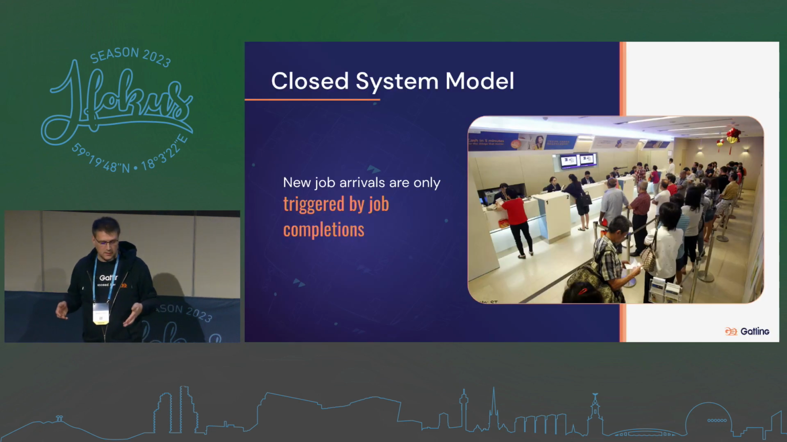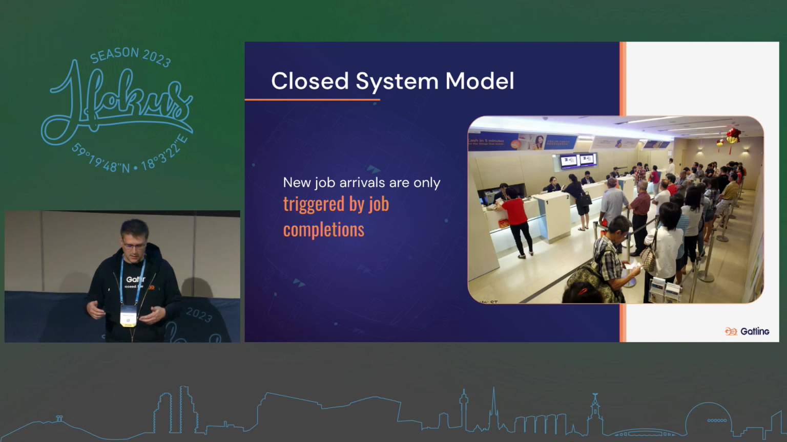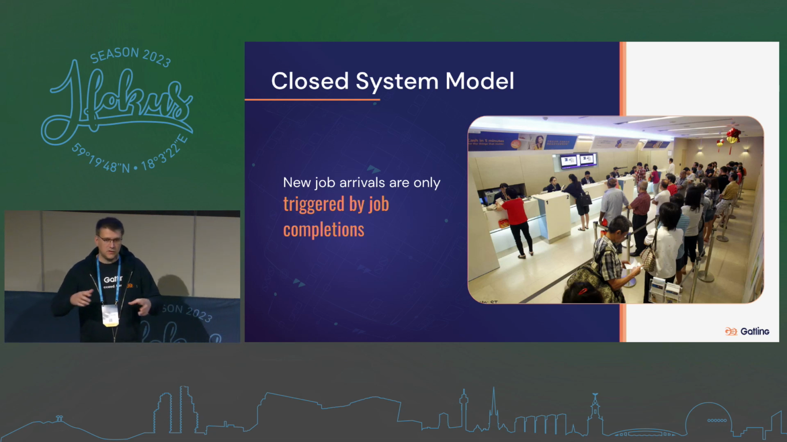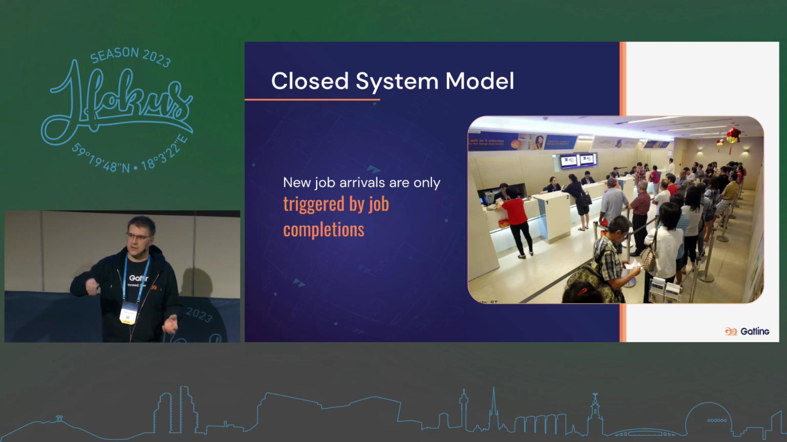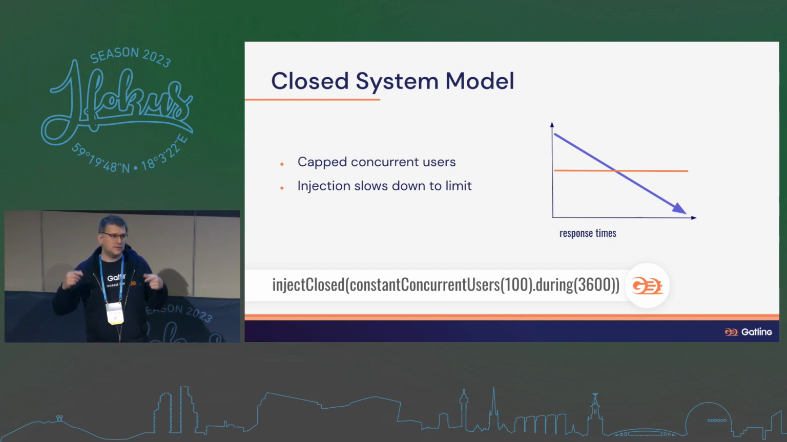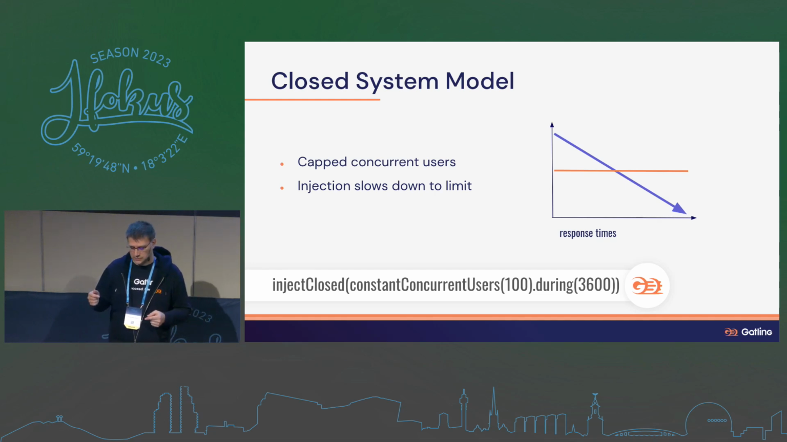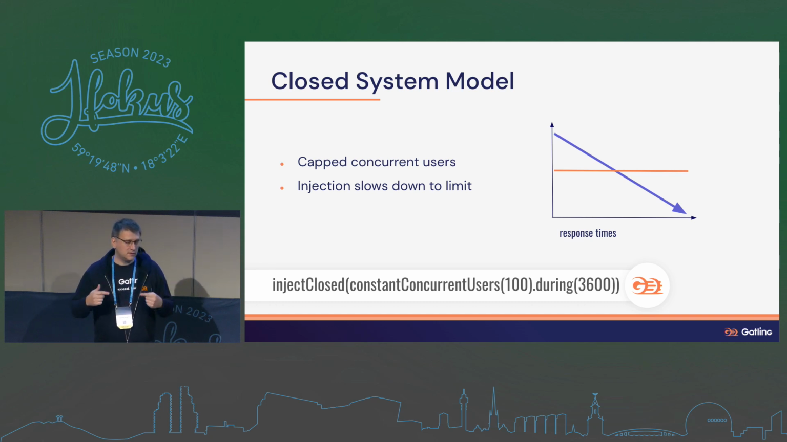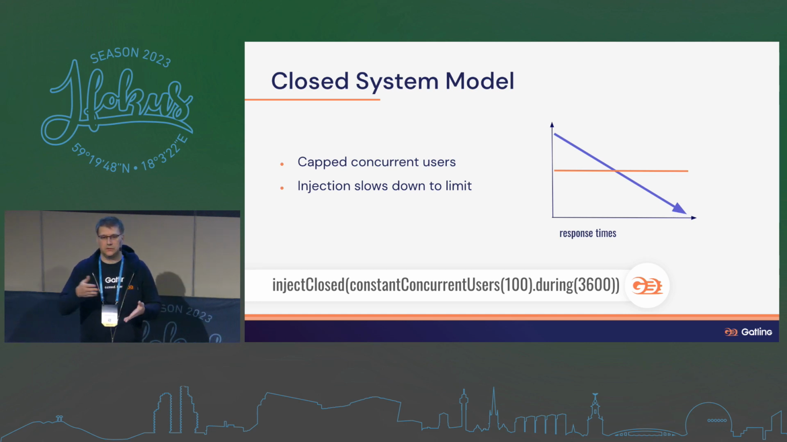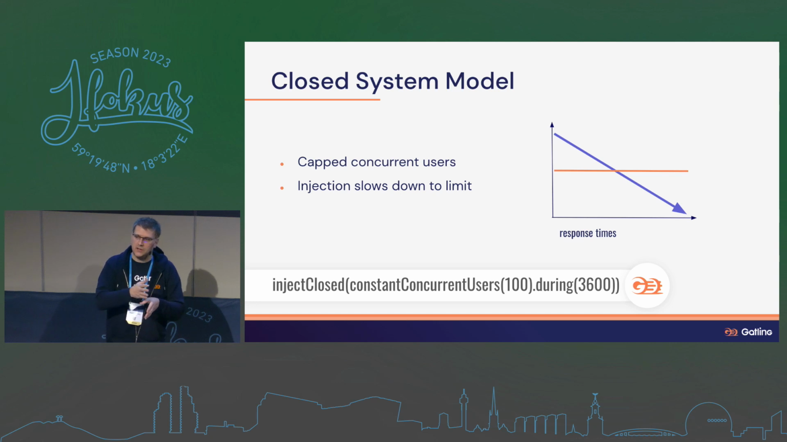Then a closed workload model is different. New job arrivals are only triggered by job completions. When your system is at full capacity, new users can only enter your actual system once another user leaves the system. It means that you have a queue in front of the system. So in this kind of system, indeed your input is the number of concurrent users. And if your application starts having some performance issues, the response time will increase, the users will take more time to complete their journey, and they will stay longer in your system, meaning that the system will slow down the arrival rate.